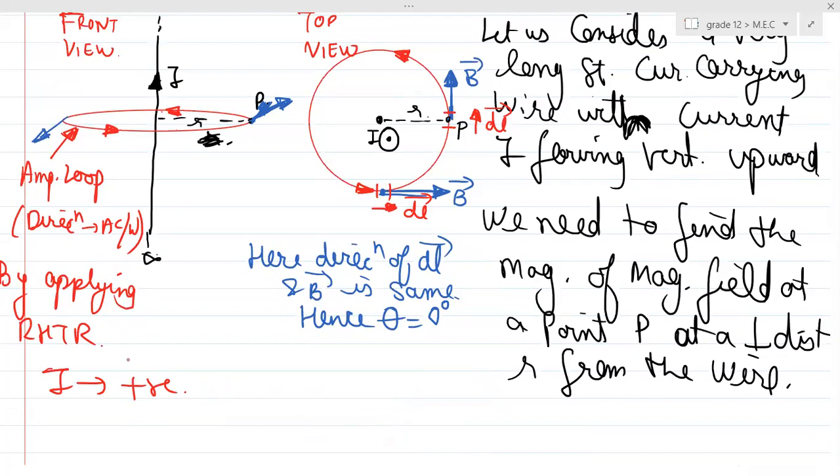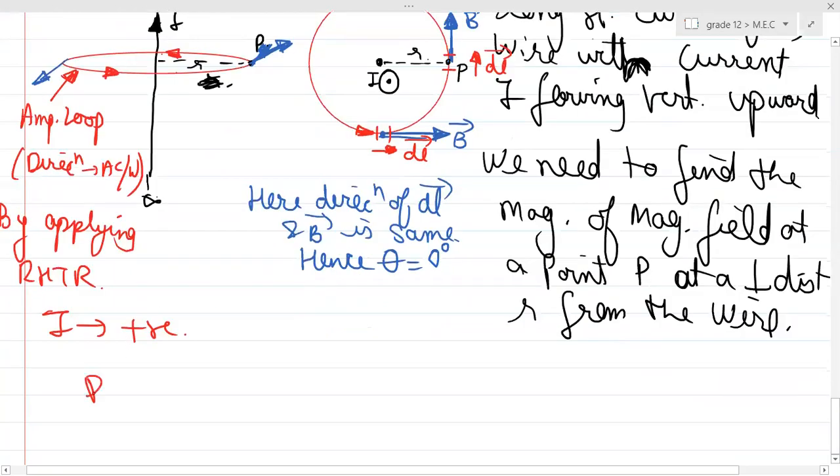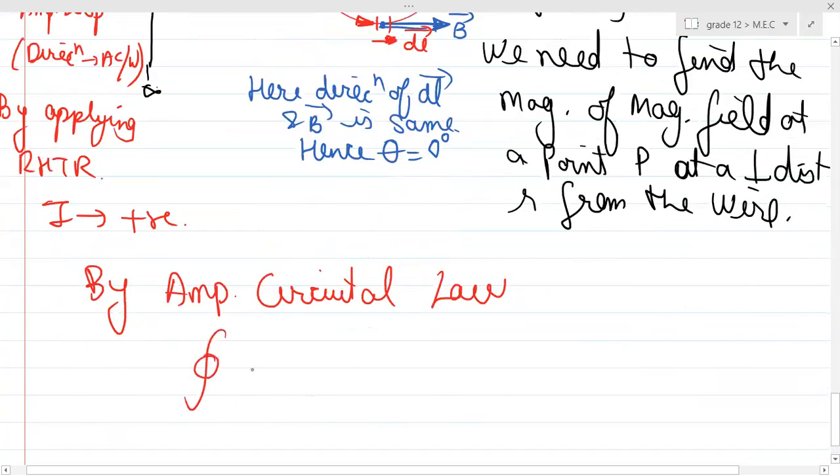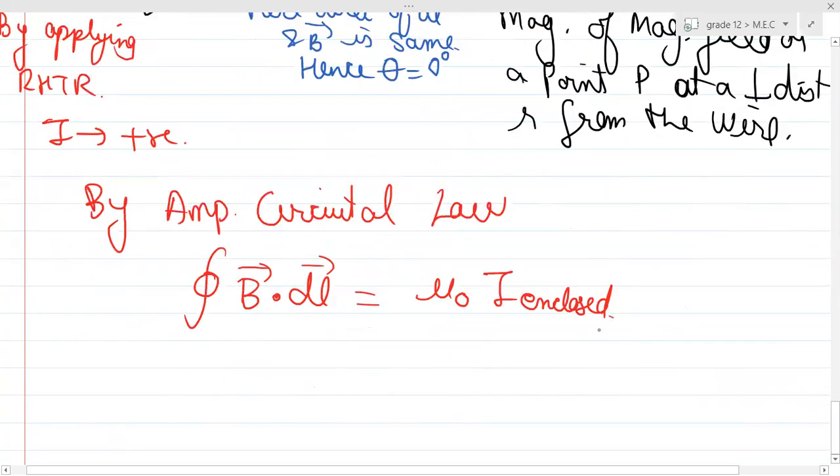After that, we'll just write, by Ampere's circuital law, integration of B dot dl over the closed loop. Do you want me to give a name to the loop? Always, always, always write this and then apply it. Okay?